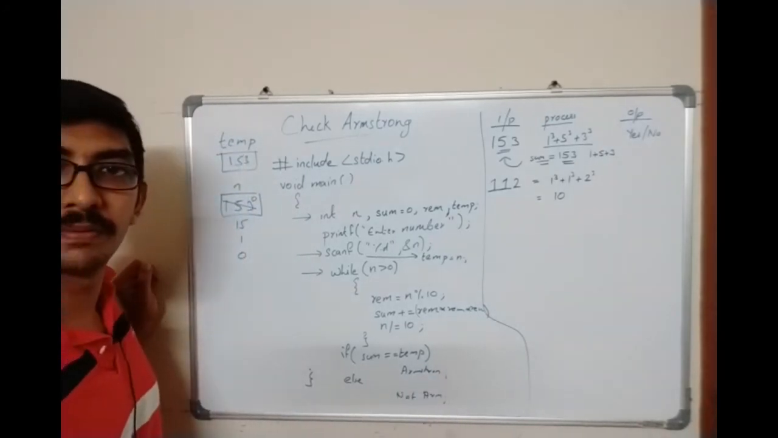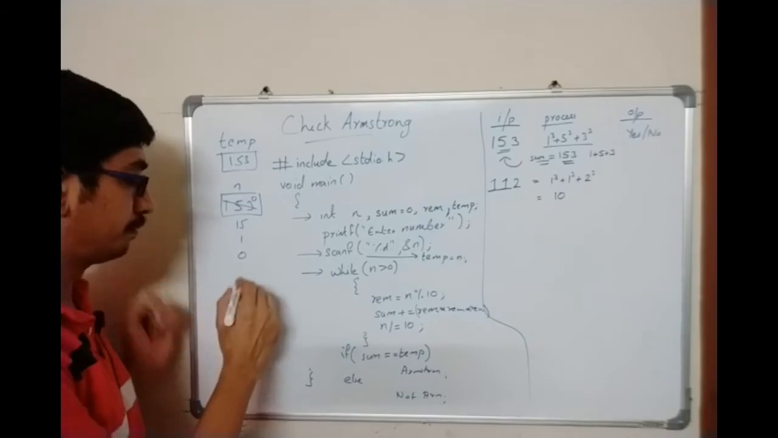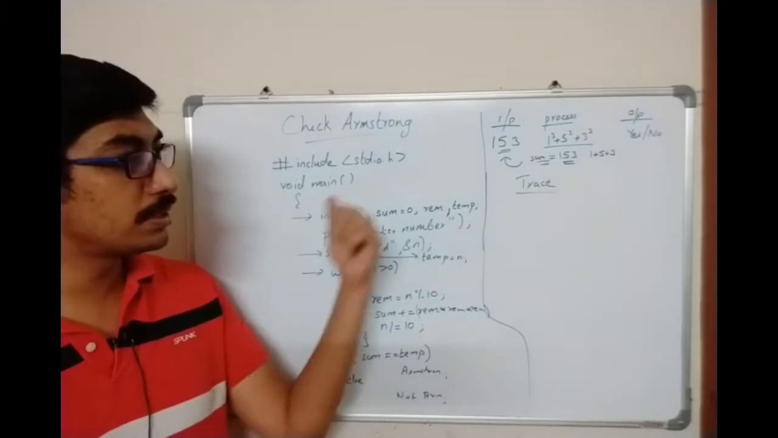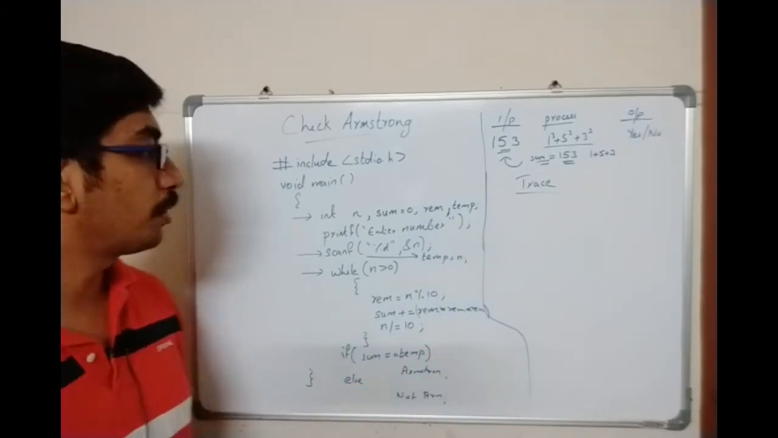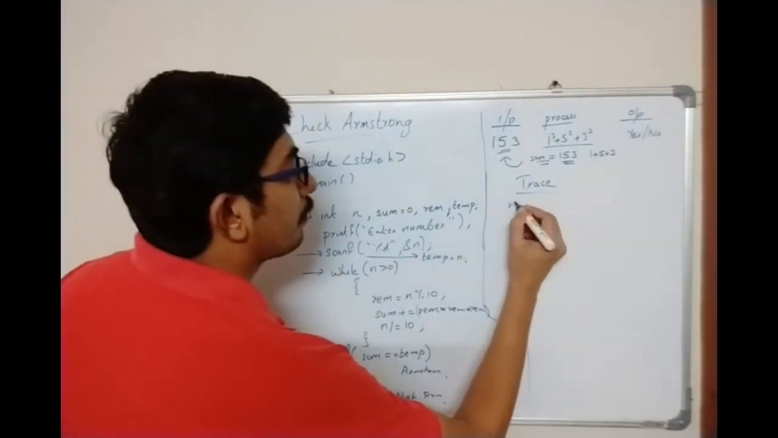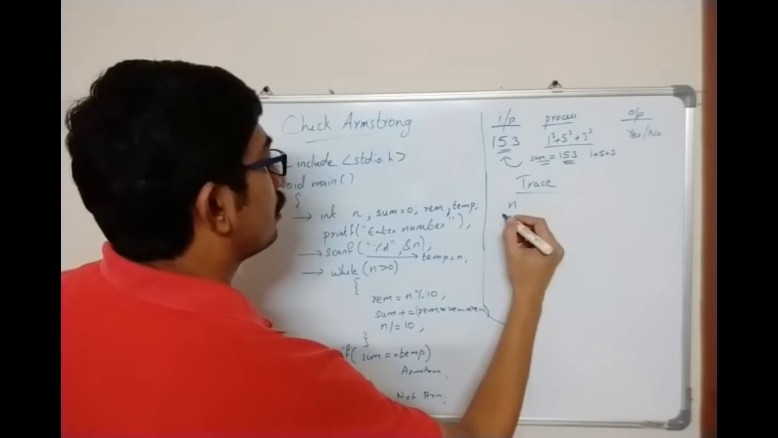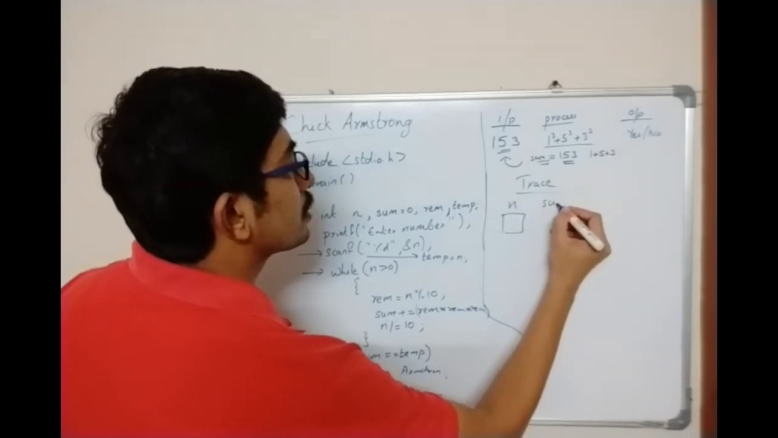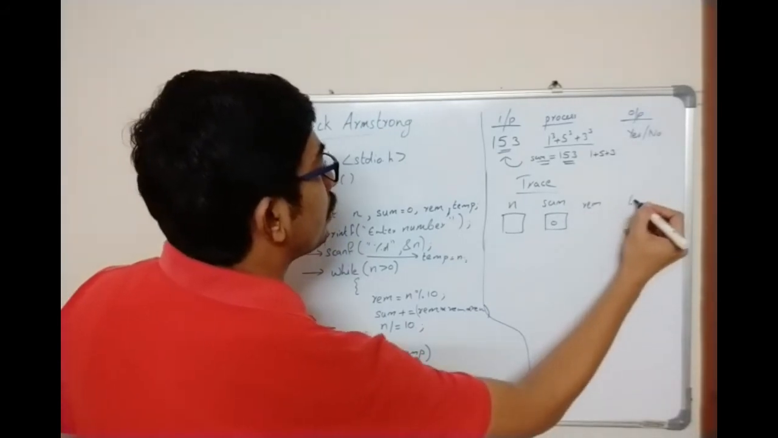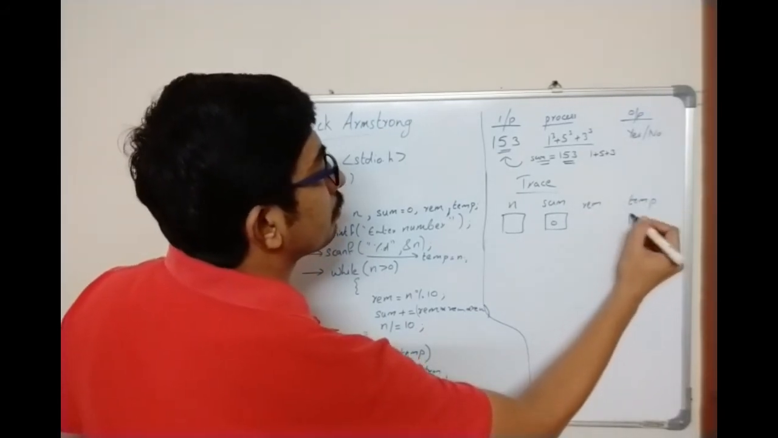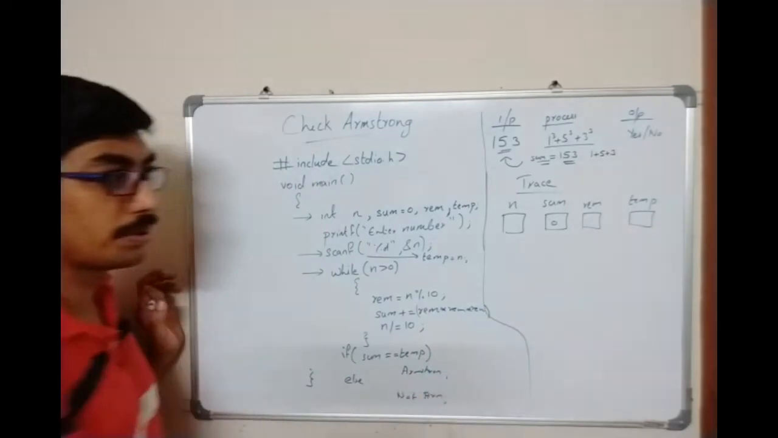I hope this is clear for you. Now we will do one more thing. We will trace the program and see how we get the output. Here, what are the variables? You have a variable n, a variable sum which is initialized to 0, a remainder, and a variable temp. These are the variables we are going to use.